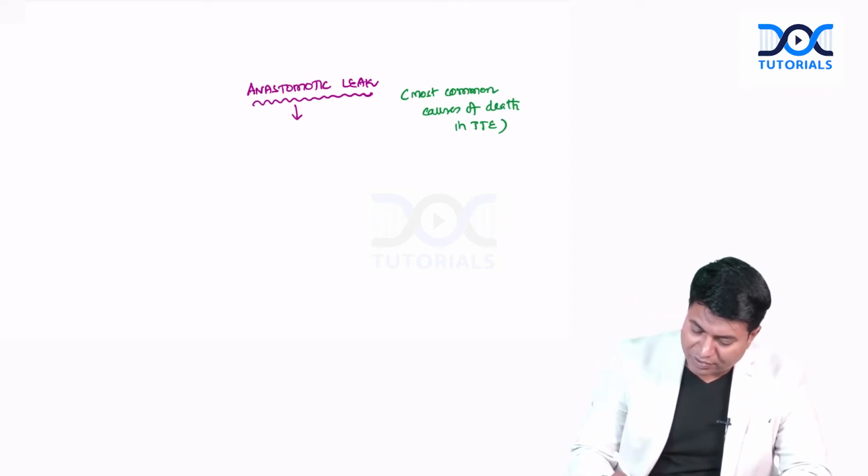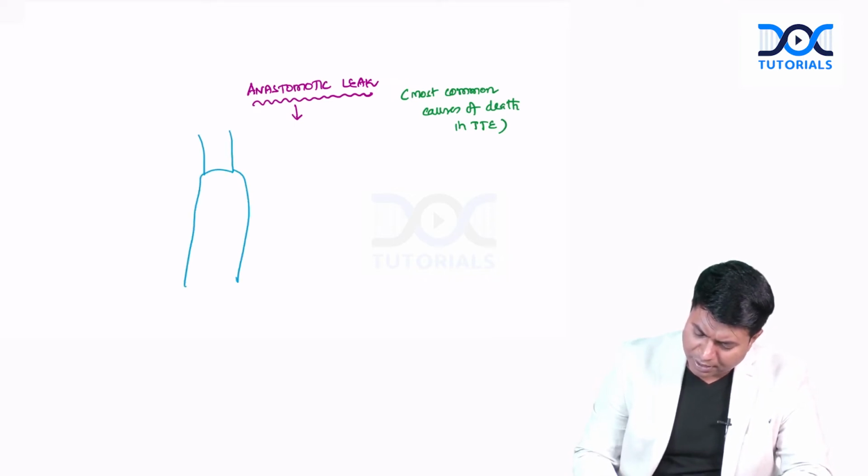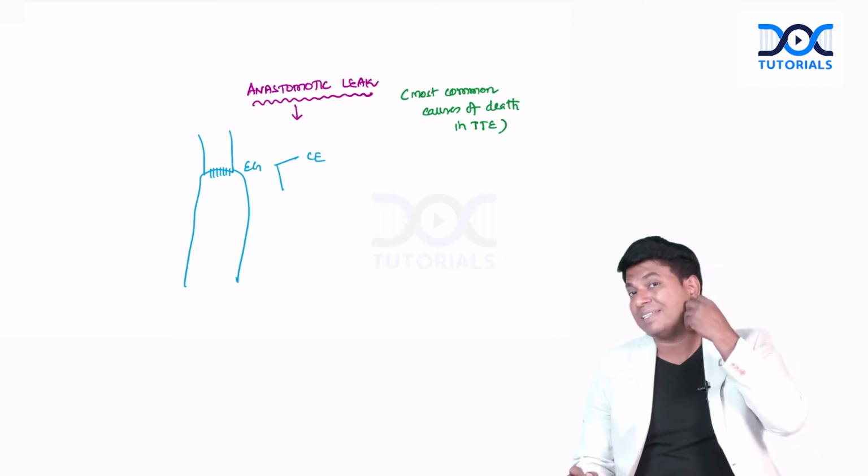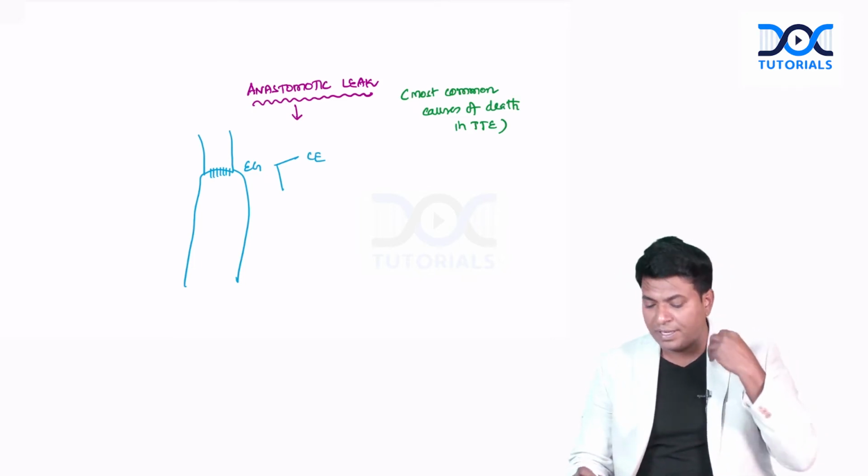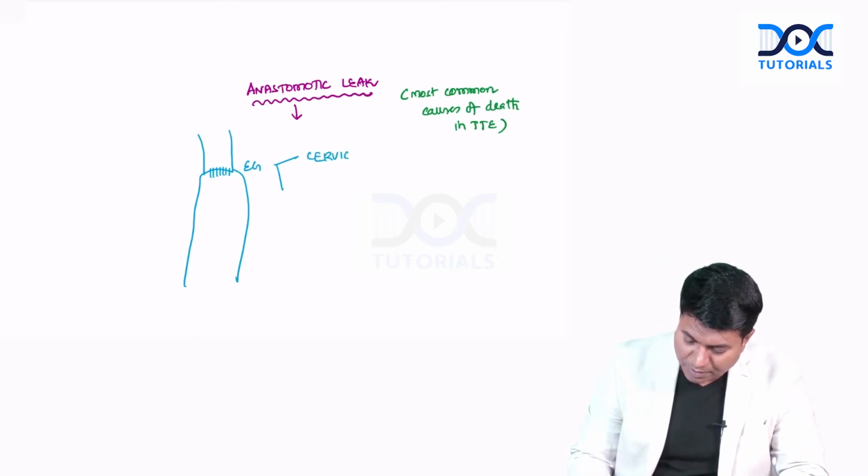And there is a classification. What is this anastomotic leak first? This is the esophagus, and this is the gastric conduit we are bringing up. So this is the esophagogastric anastomosis. It can be in the cervical region, as in a transhiatal esophagectomy where we do it here, or it can be in the thoracic region.